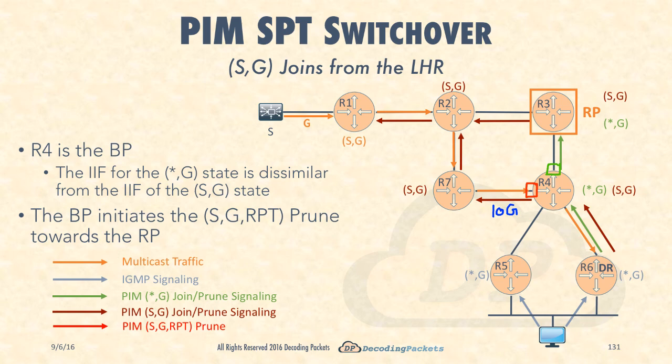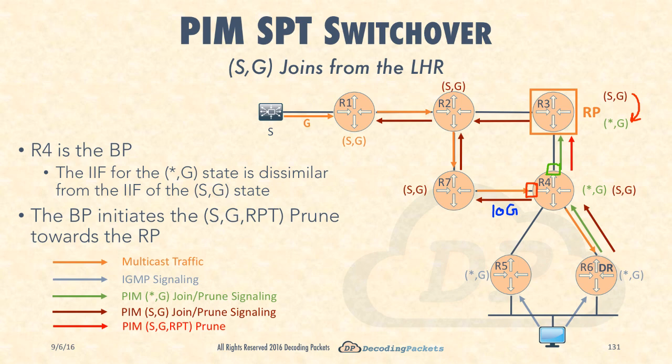Because of this, R3, the RP, doesn't really need to send the traffic. Remember, it was replicating all of that traffic between the S comma G and the star comma G, and if that traffic were to come down to R4, it would now get 2 copies of it, and that's inefficient. So what R4 would now do is generate that S comma G comma RPT prune. Look at the legend towards the very bottom left. You'll see that bright red is the S comma G comma RPT prune.